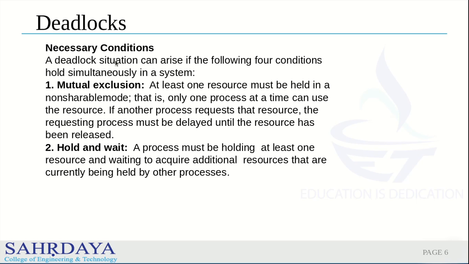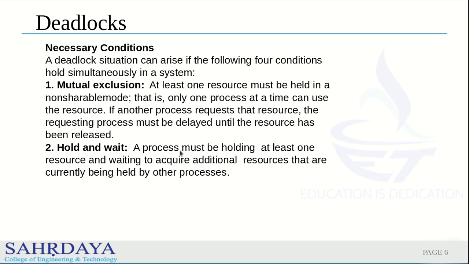Necessary conditions: a deadlock situation can arise if the following four conditions hold simultaneously in a system. First one is mutual exclusion. At least one resource must be held in a non-shareable mode. That is, only one process at a time can use the resource. If another process requests that resource, the requesting process must be delayed until the resource has been released.